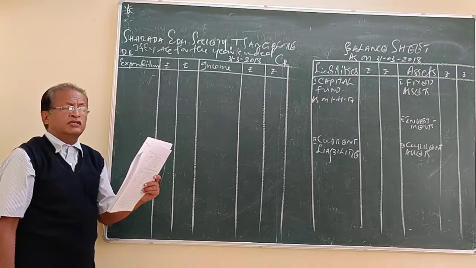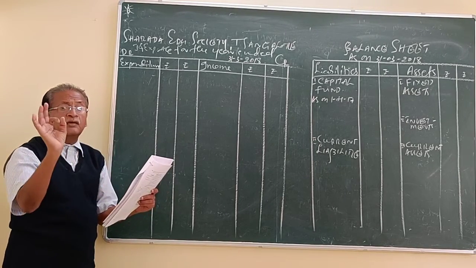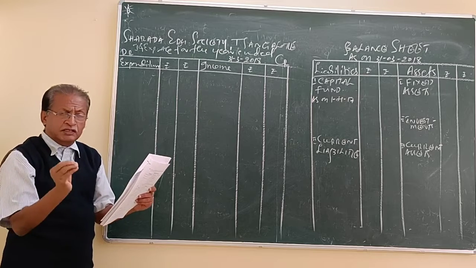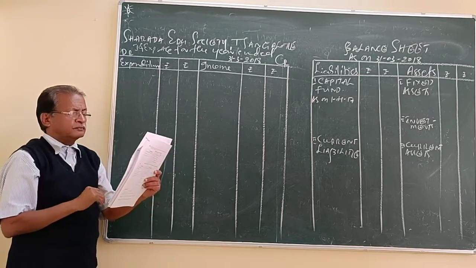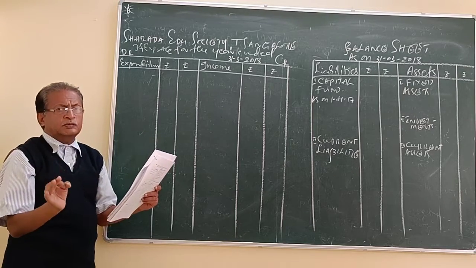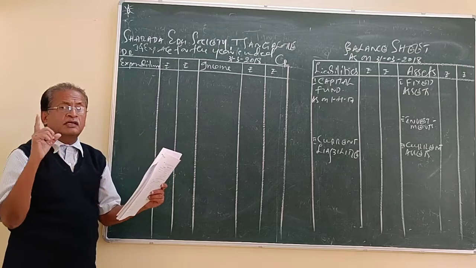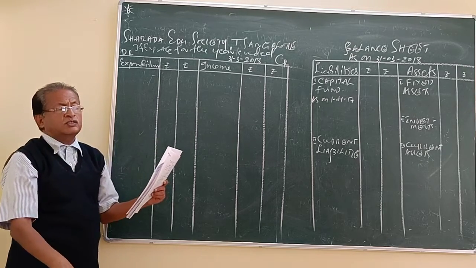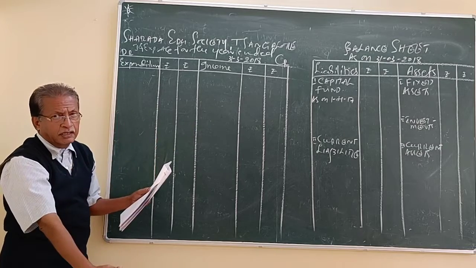Next one, stationery and postage. It is debited to income and expenditure account because it is revenue expenditure. Salary. It is also revenue expenditure debited to income and expenditure account. Function. It is also revenue expenditure debited to income and expenditure account. Last one, balance carried on. It's our current year cash balance. It will be shown in the balance sheet at the asset side under the heading current asset.